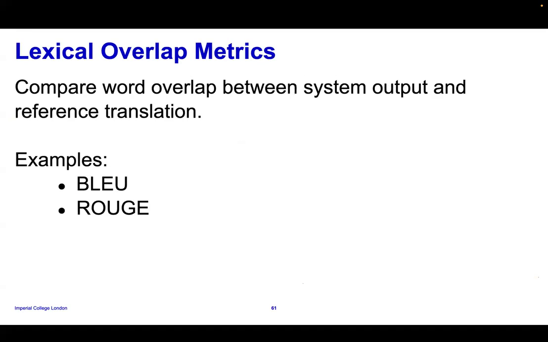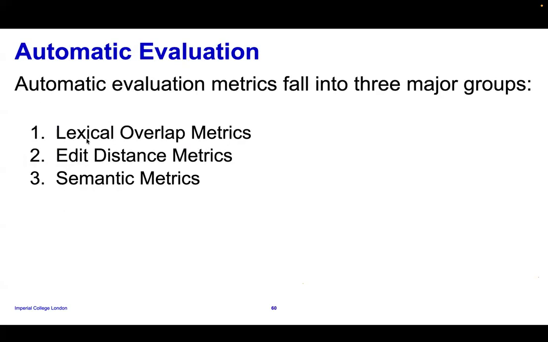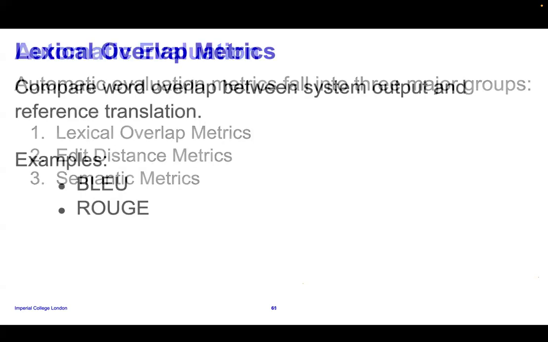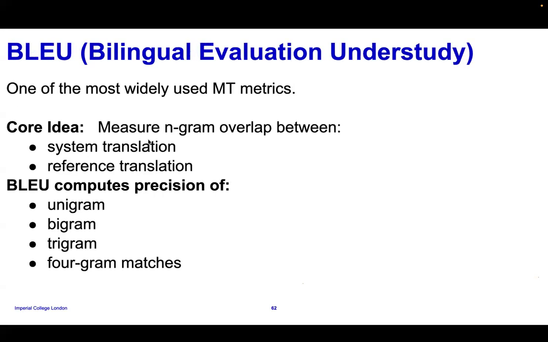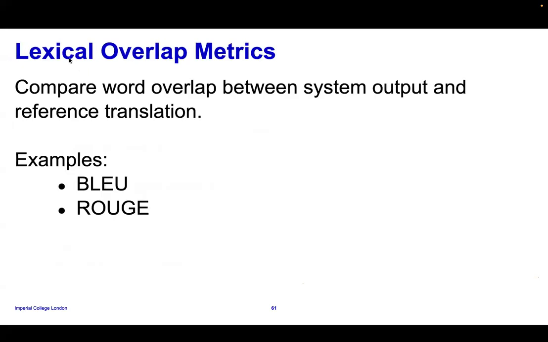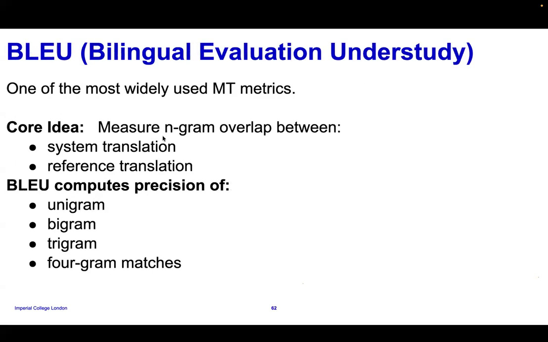Lexical overlap. So what is lexical overlap? In lexical overlap, we use a metric called BLEU. I don't know how to say this because it's a French word. What lexical overlap means is that it tries to check the overlap of the lexicon. So BLEU's core idea is to measure the n-gram overlap between system translation and reference translation.